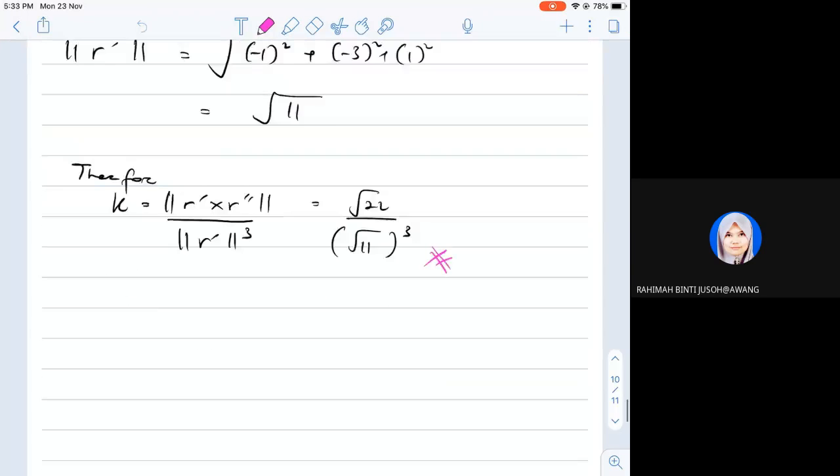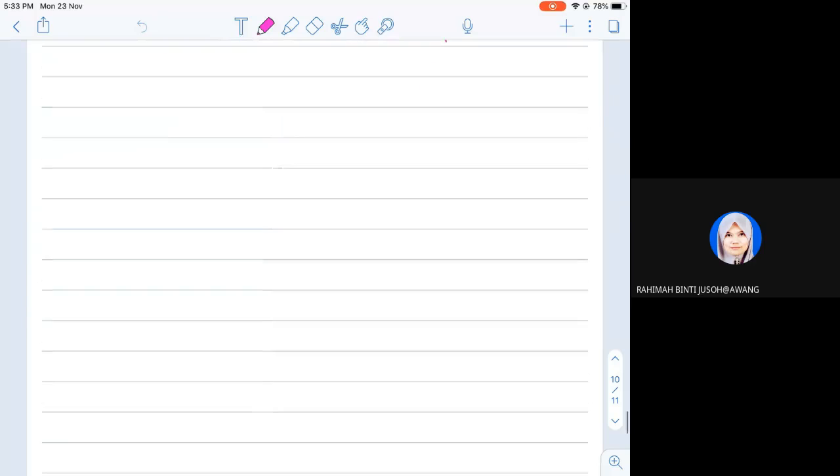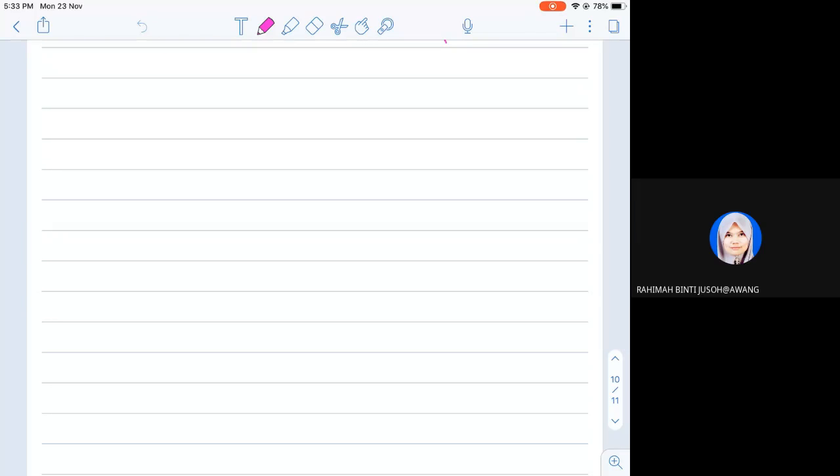Okay, good, very good. Before we proceed to question number 7, we have finished topic 2.3. So topic 2.4, we have motion in space, velocity and acceleration.